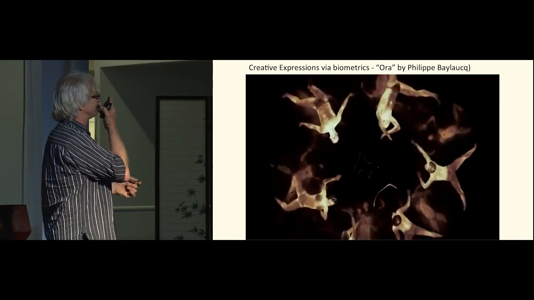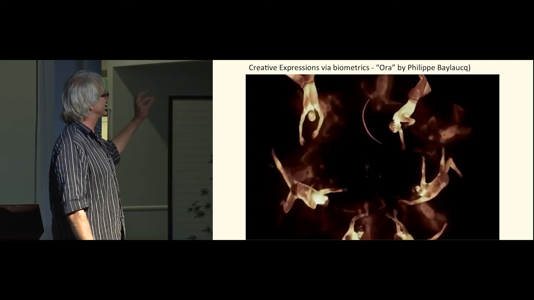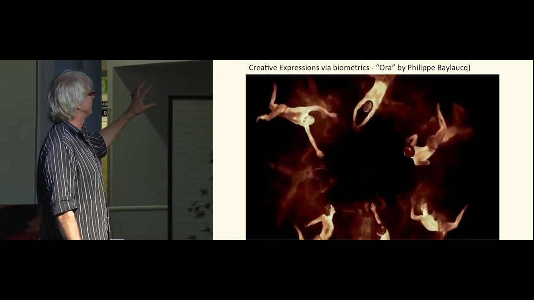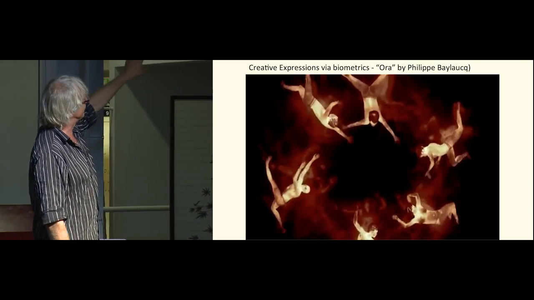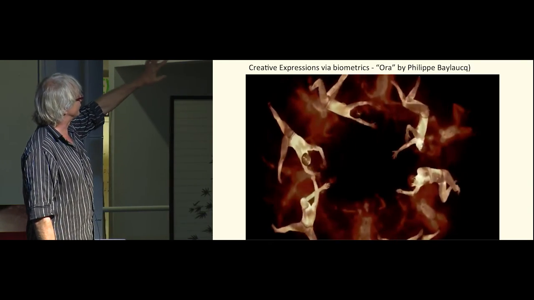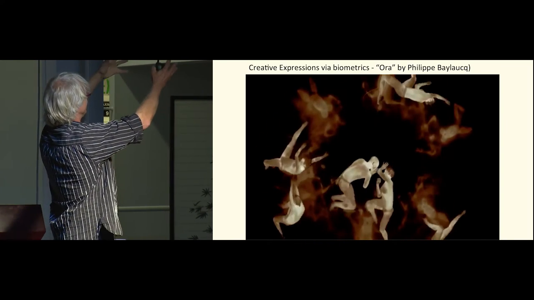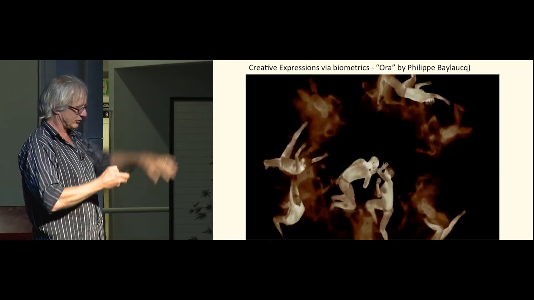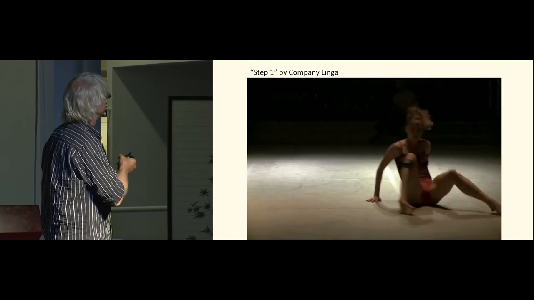This is a film by Philippe Baluk called Aura, and these are dancers, and they're being filmed entirely with thermal cameras, and so that's why they're leaving marks on the floor, because they're heating up the floor as they're moving across it. The bright spots on their bodies are where they're the hottest, and the darker spots are where they're a little bit colder. And then there's one more here too, I think.